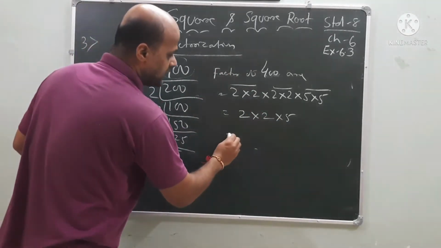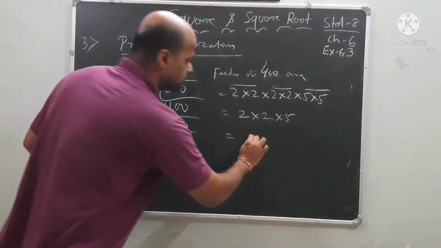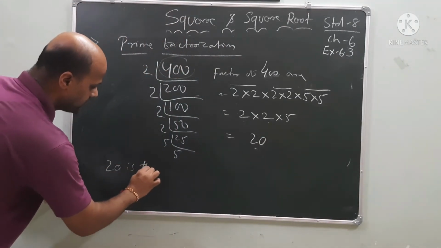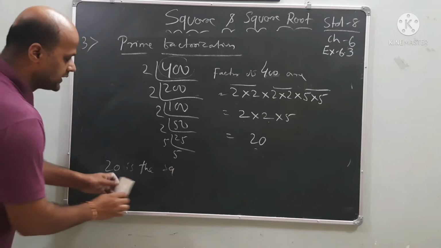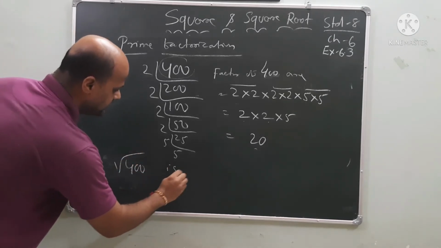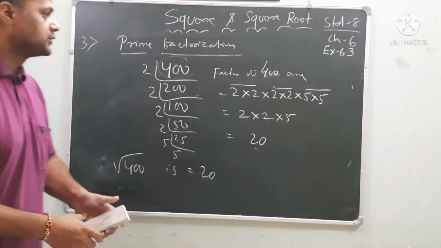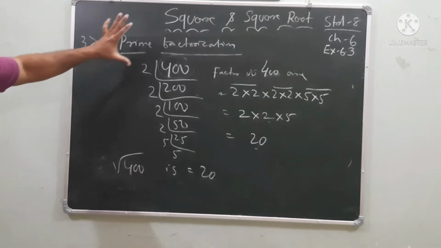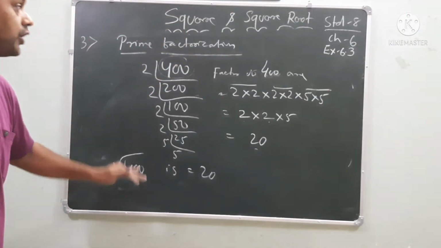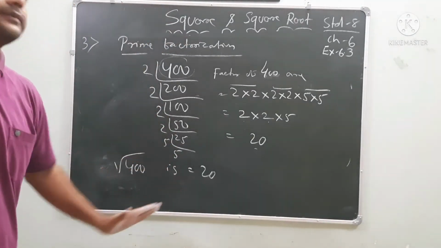So what is the multiplication here? 2 2's are 4, 5's are how much? 20. So I will say that 20 is the square root of 400. In the simplest manner you can write it also. So this is the process of prime factorization method, the process of finding the square root of any number by prime factorization method, means LCM process.